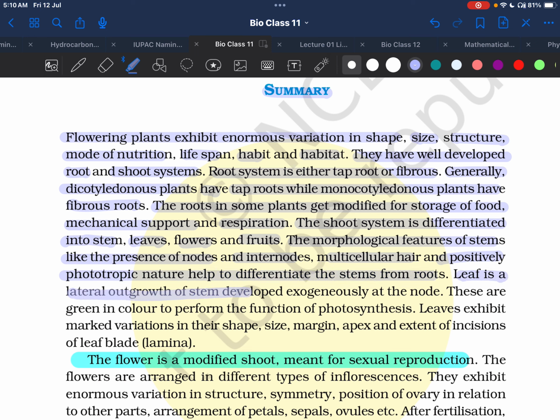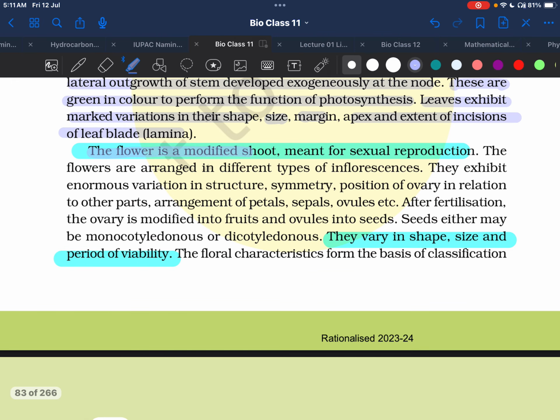Leaf is a lateral outgrowth of a stem developed exogenously at the node. These are green in color to perform the function of photosynthesis. Leaves exhibit marked variations in their shape, size, margin, apex, and extent of incisions of the leaf blade or lamina. The flower is a modified shoot meant for sexual reproduction. The flowers are arranged in different types of inflorescence. They exhibit enormous variation in structure, symmetry, position of ovary in relation to other parts, arrangement of petals, sepals, ovules, etc. After fertilization, the ovary is modified into fruit and ovules into seeds. Seeds may be monocotyledonous or dicotyledonous. They vary in shape, size, and period of viability.